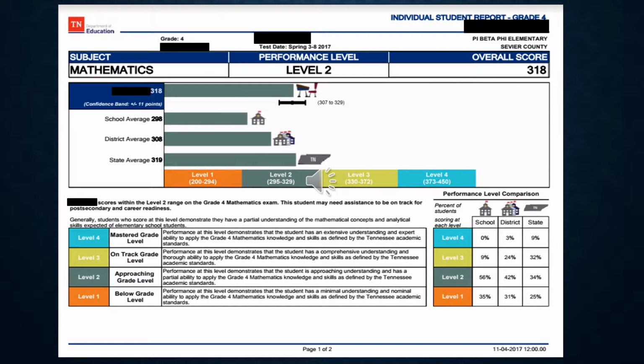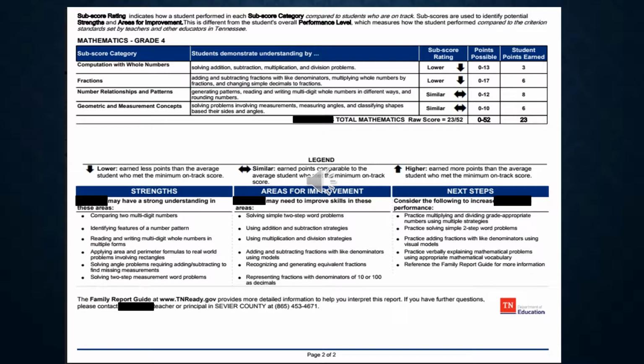The math report is set up the same way as the English Language Arts report, with performance levels, overall score comparisons, and performance level comparisons. These are pretty awesome reports to look at. The backside is the same with sub-score category comparisons to on-track students and individual academic plan information for each individual student.